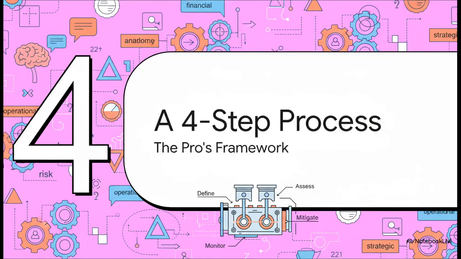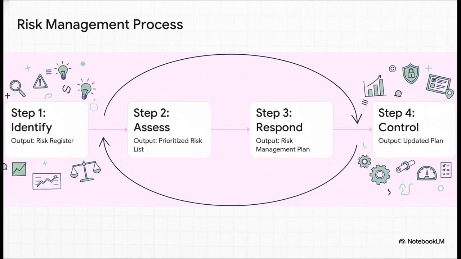All right, we have the language. We can dissect a risk, and we know the different types. Now, how do we put all of this into a coherent system? Well, there's a simple but incredibly effective 4-step process that professionals use. This is the engine that drives all good risk management. And it's a cycle. It's not a one-and-done thing.